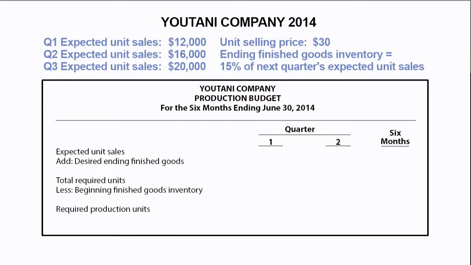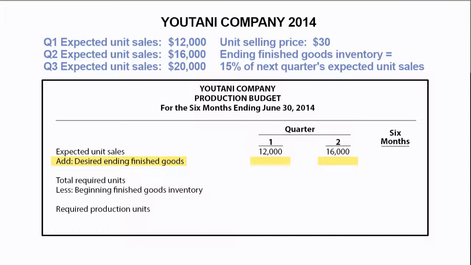Okay, so let's get started. First, we'll plug in the information that we've been given. We'll put in our expected unit sales for the first and second quarter, like that. And next, we need to add our desired ending finished goods for each quarter. But where does that number come from?